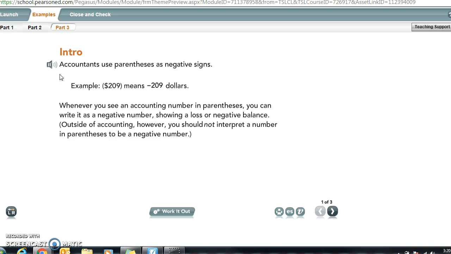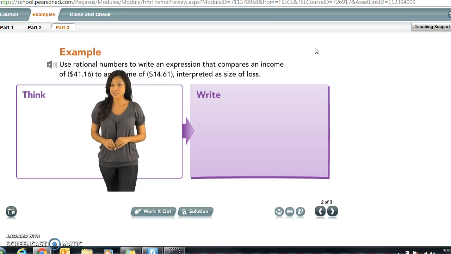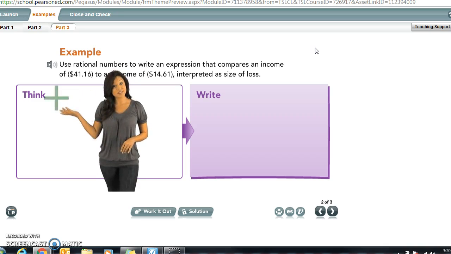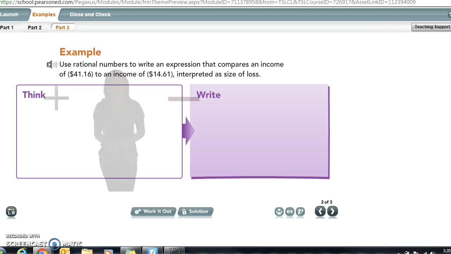Accountants use parentheses as negative signs. For example, $209 in parentheses means negative $209. Whenever you see an accounting number in parentheses, you can write it as a negative number, showing a loss or negative balance. Outside of accounting, however, you should not interpret a number in parentheses to be a negative number. Accountants create income statements that show how much money a business earns or loses based on sales and expenses.